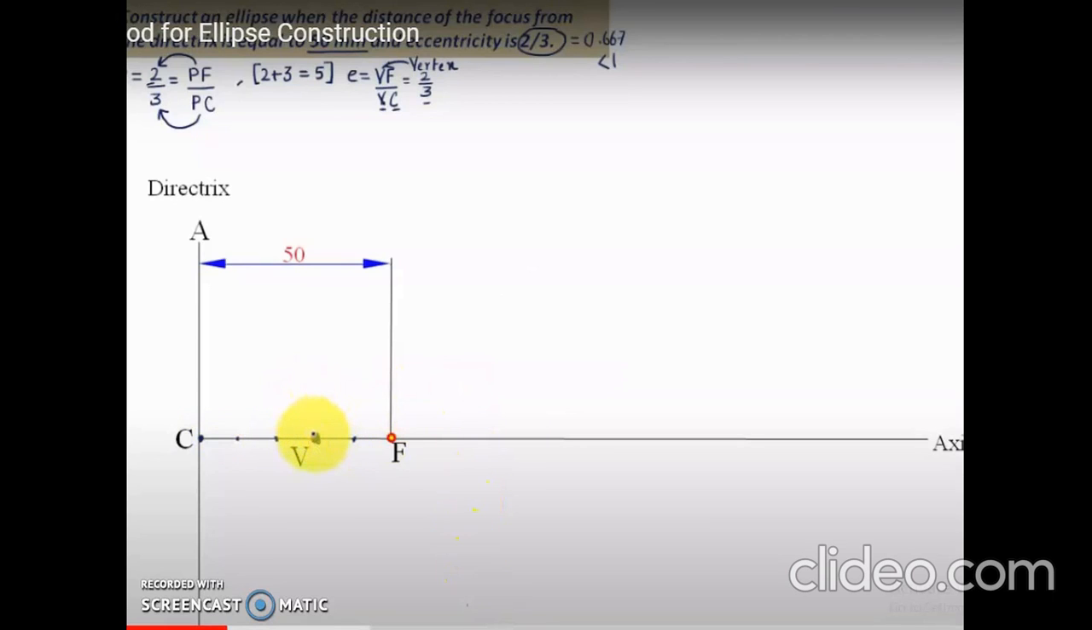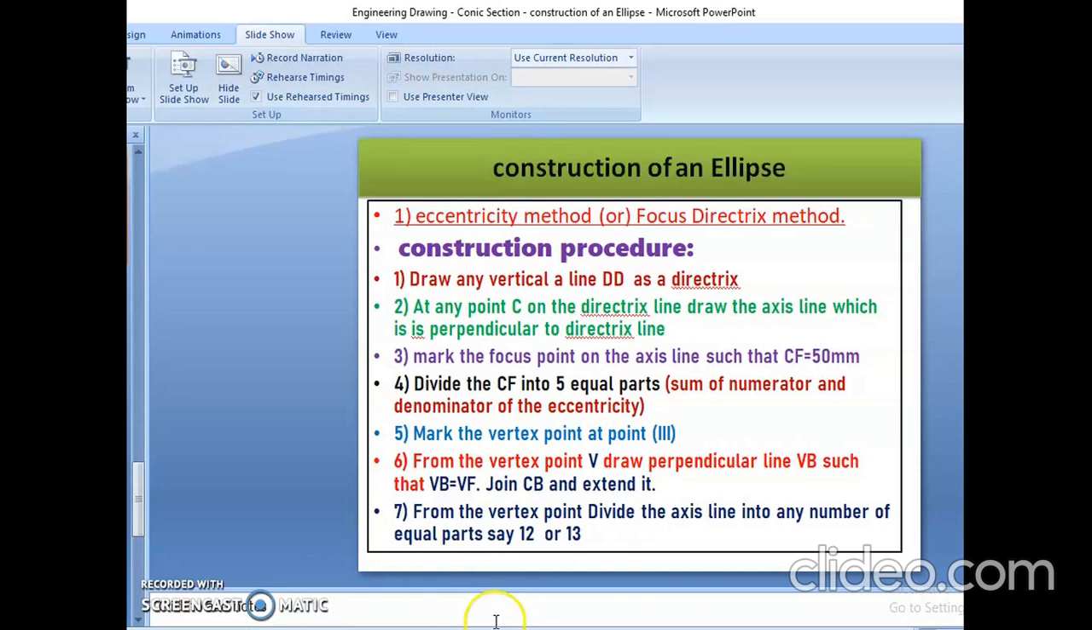Next, the sixth point. From the vertex point, we draw a perpendicular line VB such that VB is equal to VF. So from the vertex line, see here.